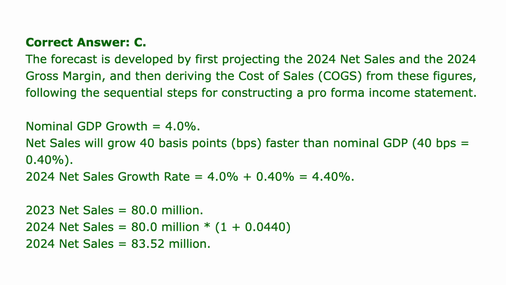Correct answer, C. Forecast methodology. The forecast is developed by projecting net sales and gross margin for 2024, then deriving COGS to construct a pro forma income statement. Net sales are projected to grow at 4.40% in 2024, which is 40 basis points faster than the nominal GDP growth rate of 4.0%. Based on the 2023 net sales of $80.0 million and a projected growth rate of 4.40%, the 2024 net sales are projected to be $83.52 million.